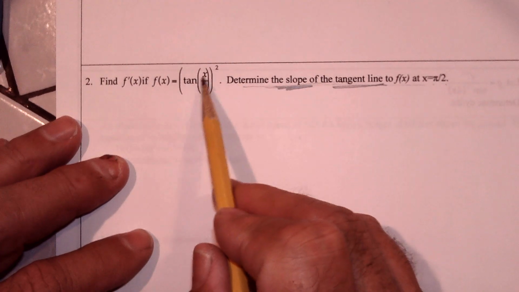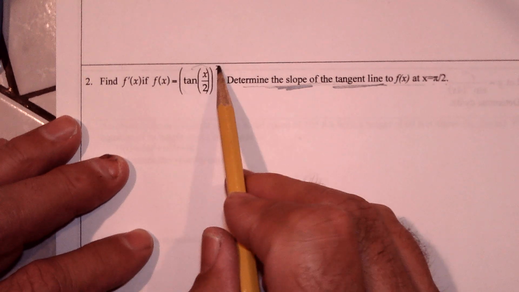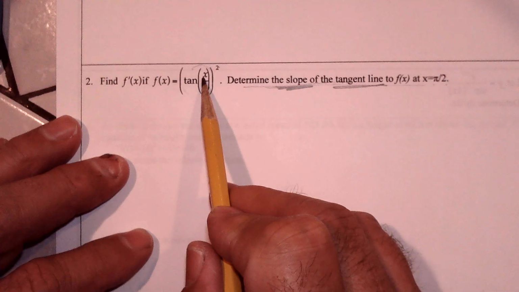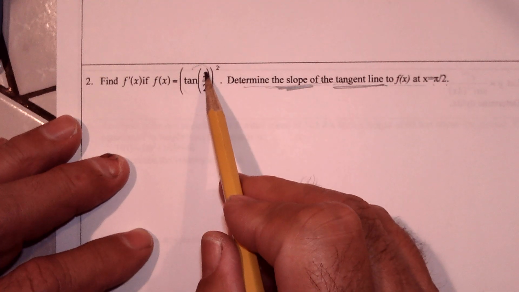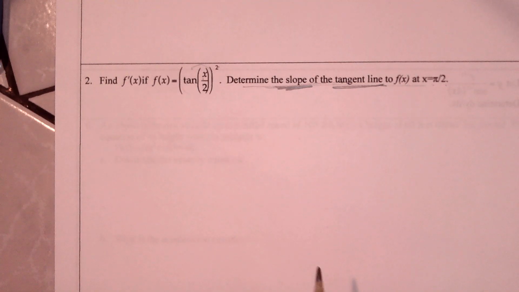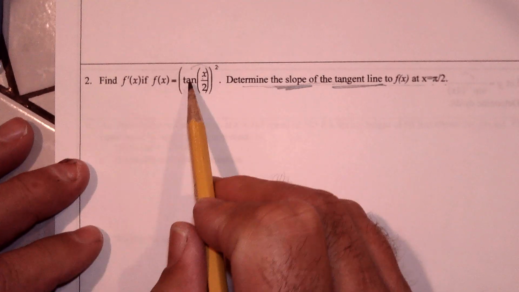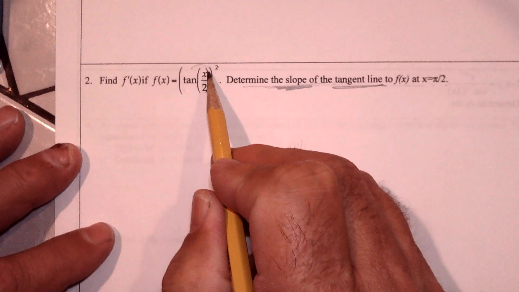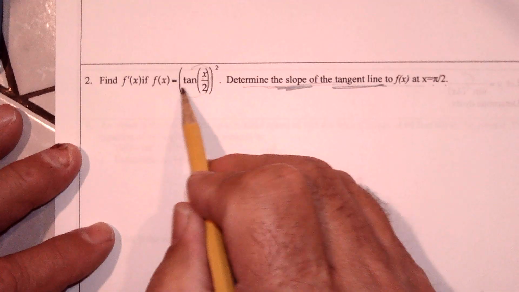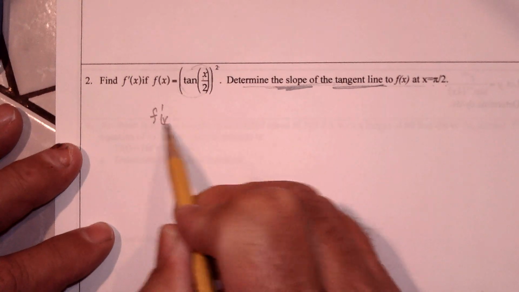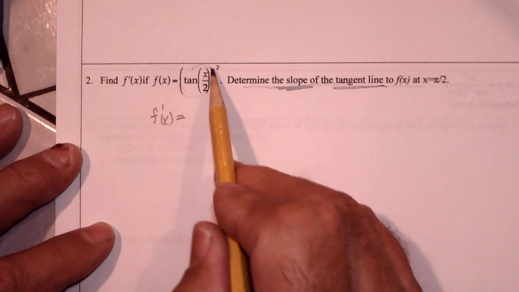So we have something squared. Inside the something we have tangent of something. And inside that is the x over 2. So this is a three-level chain rule.